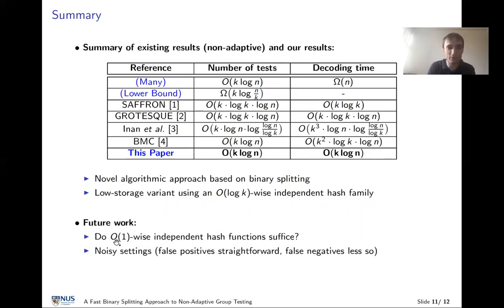So a couple of questions for future work. Firstly, could we use order 1 wise independent hashes instead of order log k wise? And we have some progress in applying this to a noisy setting. In fact, this concurrent work applied it to the case of false positives only or false negatives only. And yeah, we also have some results, but not in this paper, for different types of noisy settings where these ideas can also be used, with a slight increase in the decoding time.